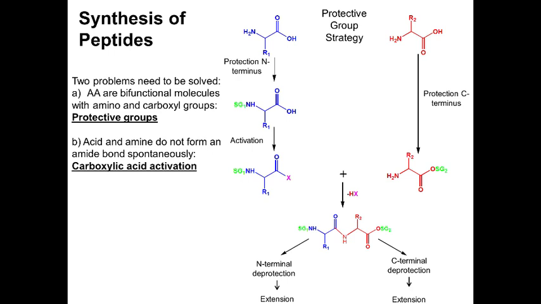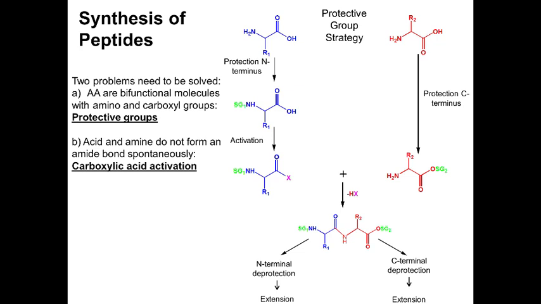Before we can do that, we need to solve two problems. The first problem is that amino acids are bifunctional molecules, as the name says. They have an amine group at the C-alpha carbon and they have a carboxylic acid at the C-alpha carbon. And when we want to connect, for example, the blue amino acid with the red one, we only want to have them connected in one way.